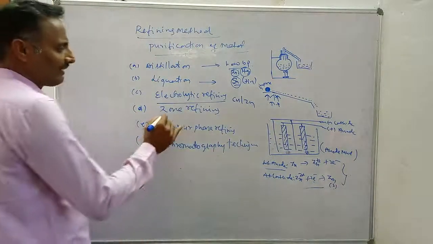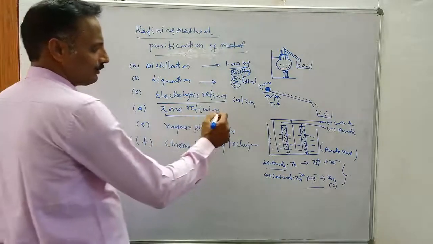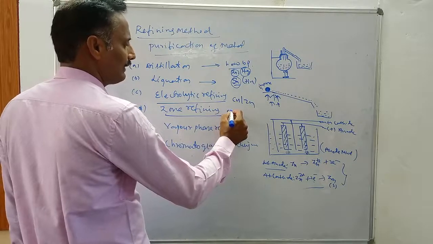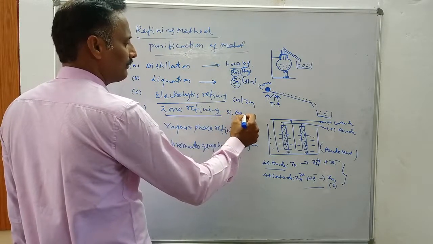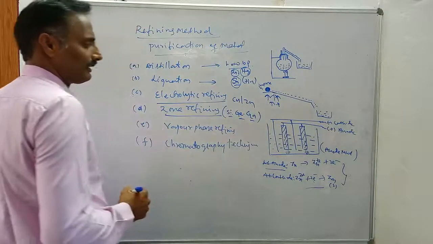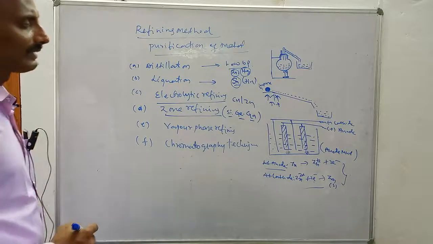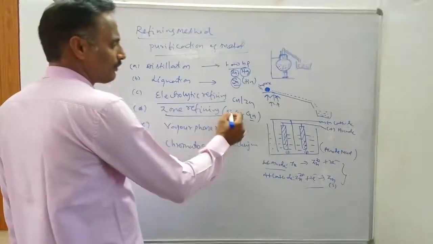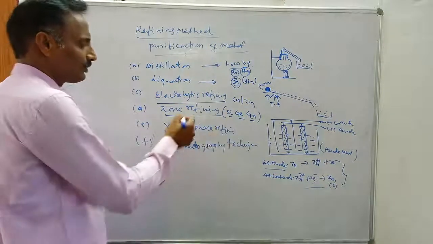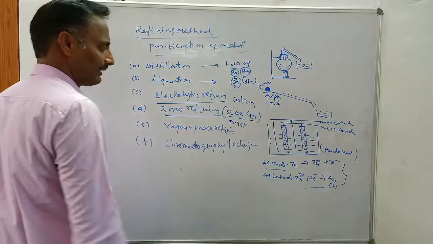Then what about zone refining? This method is used for the purification of elements like silicon, germanium, and gallium. These metals are required in the highest purity since they are used in semiconductors. These ultra pure metals used in semiconductors are generally purified using the zone refining method. From this method, you will get 99.99% purity.